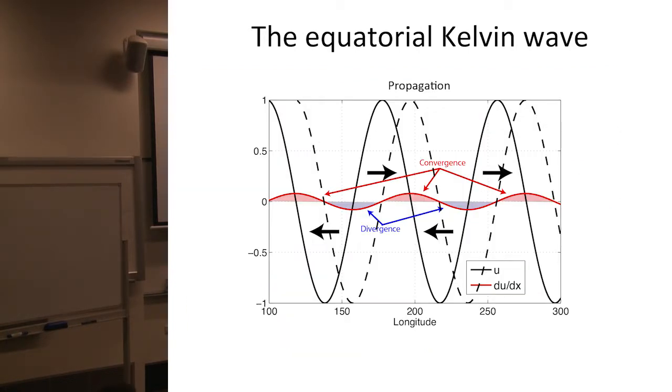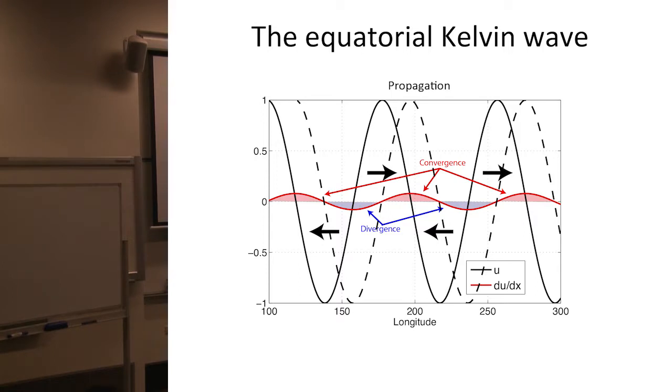So this is just a schematic representation trying to understand how the waves propagate in time. We've got longitude on the x-axis, and we've got the amplitude of the sea surface height perturbation or the U current anomalies, whichever one, they're both interchangeable, so it makes no difference. The black line represents our initial perturbation, and the solid arrows are the flow that goes along with that perturbation.